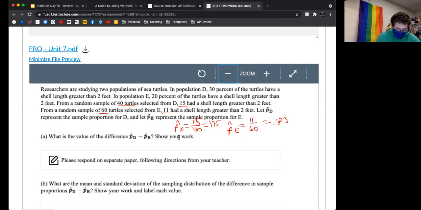All right, so p hat sub D minus p hat sub E. Wait, what value did you get for the p hat sub D? That's 0.375. Yeah, sorry, it didn't look very much like a 3. So 0.375 minus 0.183 can give us our answer. So 0.192.